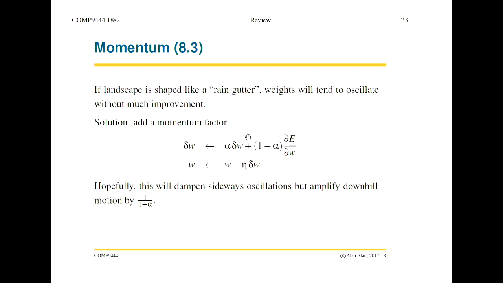And these were the equations for momentum. We keep a running average of the gradients. Every time we see a new data item, we update our running average, and then we use the running average to update the actual weights.